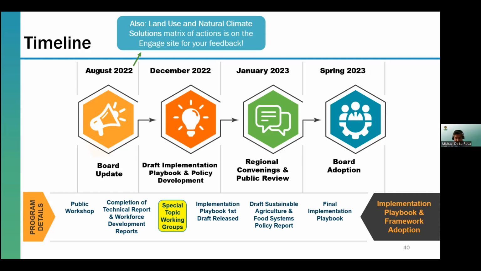And then finally, we intend to seek board adoption for the integrated framework in spring of 2023 and to receive direction on regional action.